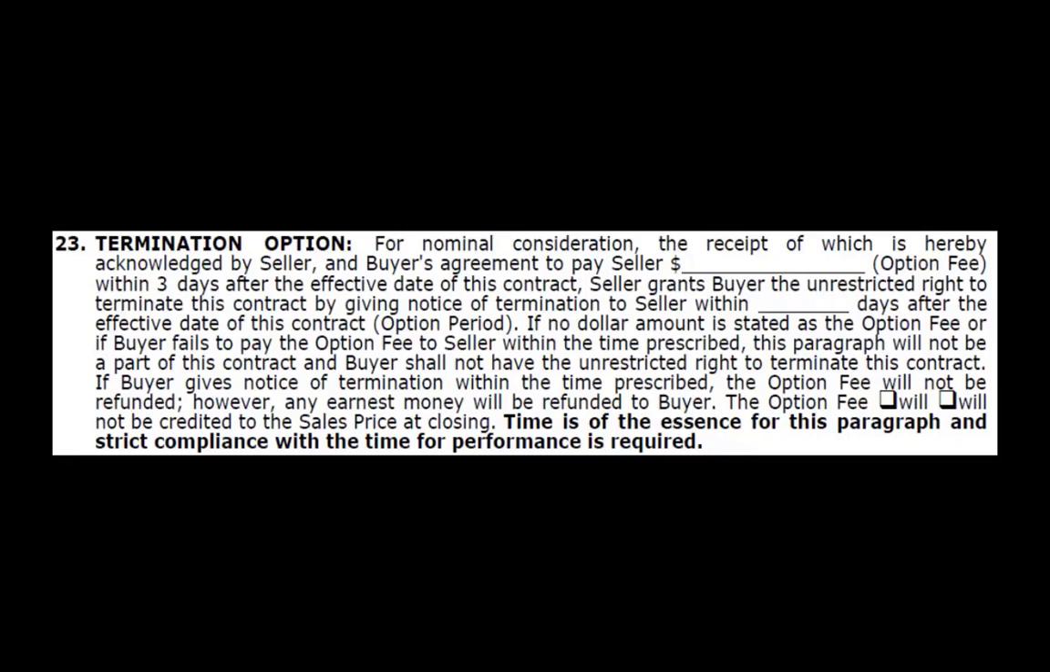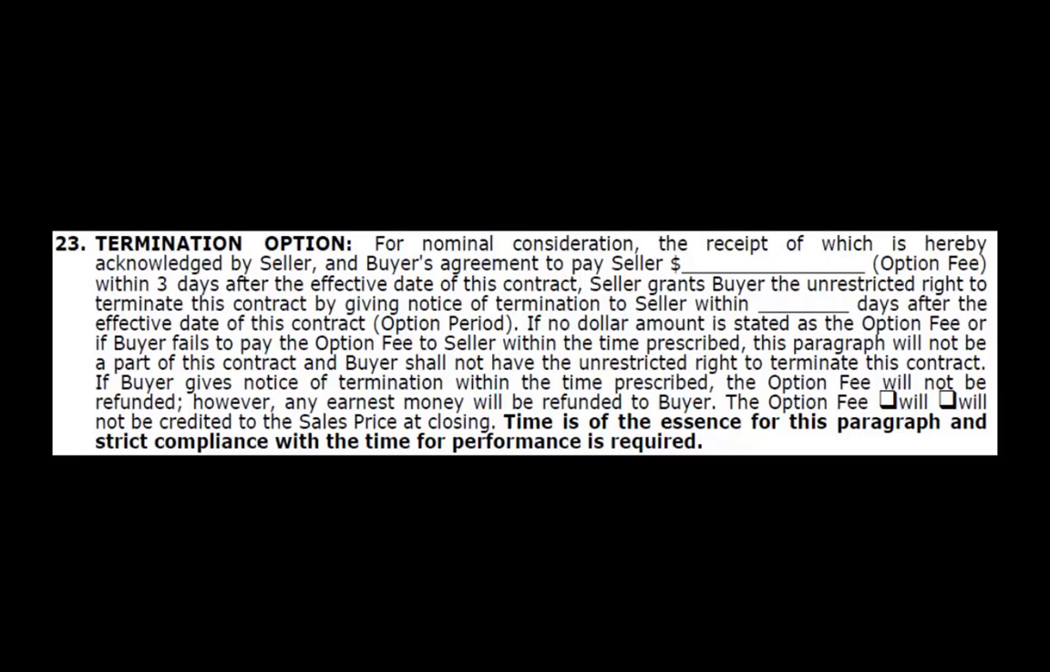This paragraph will not be part of the contract, will not have the unrestricted right to terminate. If buyer gives notice of termination within the time prescribed, which would be the time period in this blank, the option fee will not be refunded. So whatever amount is in this blank, you can just guarantee your buyer that they are not going to get that money back if they back out for any reason. That money's gone. The only way they'll get that back is if they check the right box on the next line. So the option fee will not be refunded. However, any earnest money will be refunded to the buyer.